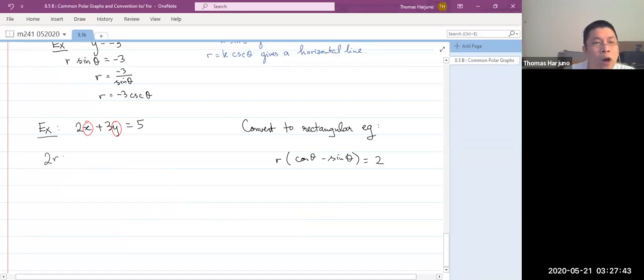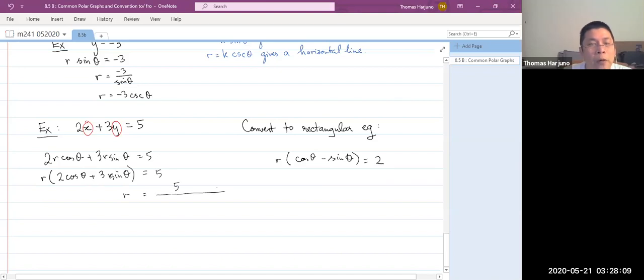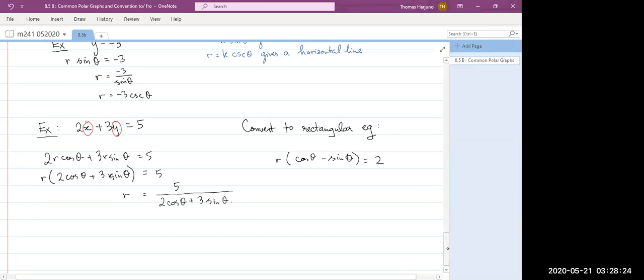So this would be 2r cosine theta plus 3r sine theta equals 5. Factor the r. So r equals 5 over 2 cosine theta plus 3 sine theta. Okay. Is that it for that one? Yeah, that's it.